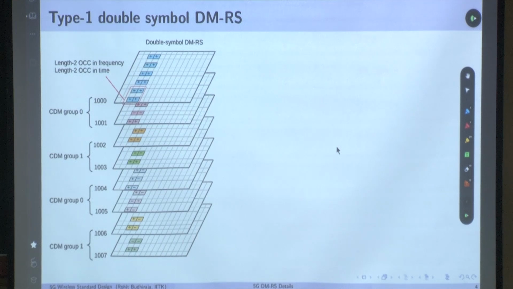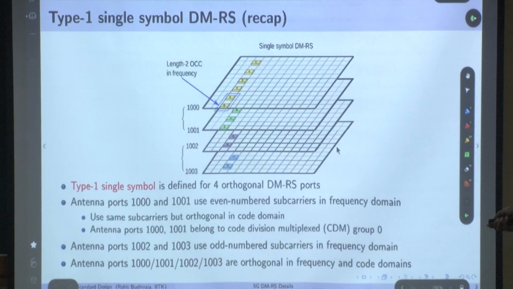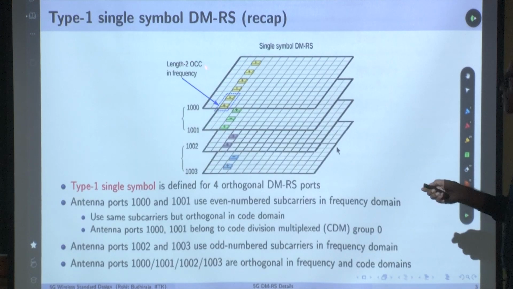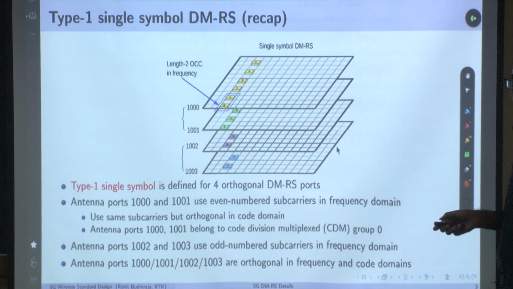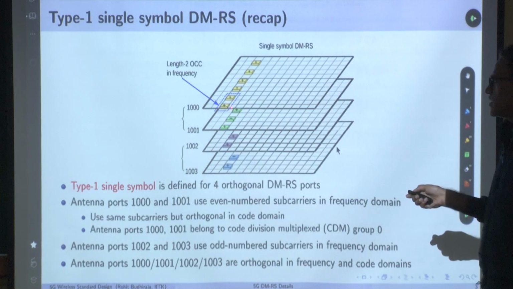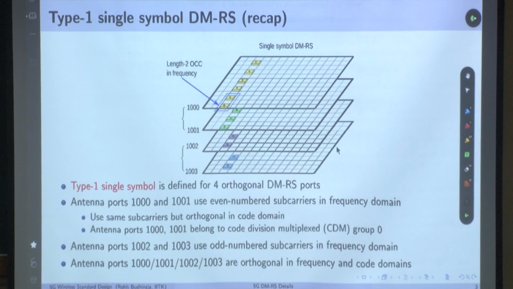And what is happening here? First, there are multiple things happening. You see this length 2 orthogonal code cover in frequency, and length 2 orthogonal code cover in time. Length 2 orthogonal code cover in frequency we were using before, but we were not using this additional dimension to create orthogonality. That is what we are using now, and that is where the notion of the double symbol comes.